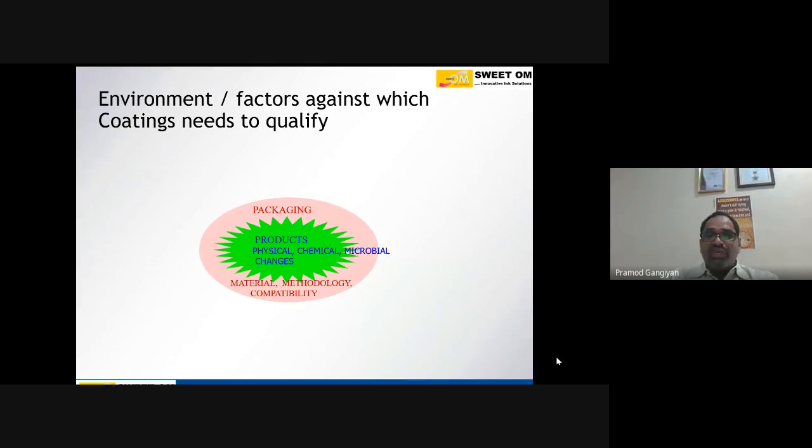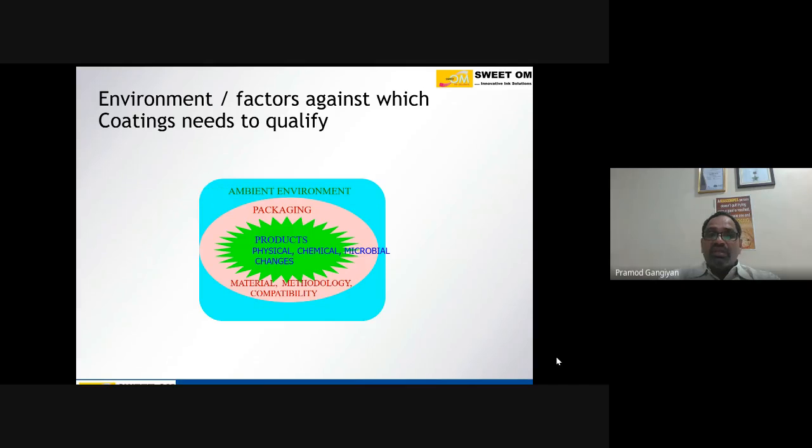So we have to decide what type of material we have to use for packaging, whether we have to pack in a metal box or in a paper corrugated box or in flexible packaging, right? And then there is a methodology, how to pack it, how to make that packaging. And then there is compatibility, whether that product is compatible with the packaging or the packaging is compatible with the product or not, right? There is another environment, we call it the ambient environment. What is that ambient environment?